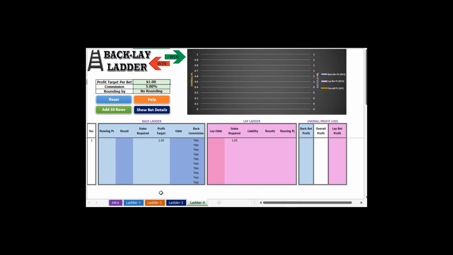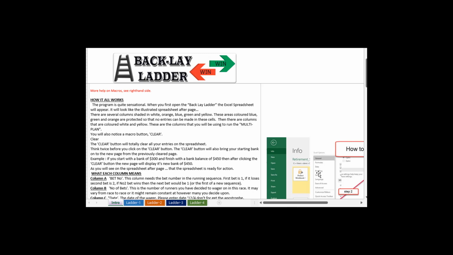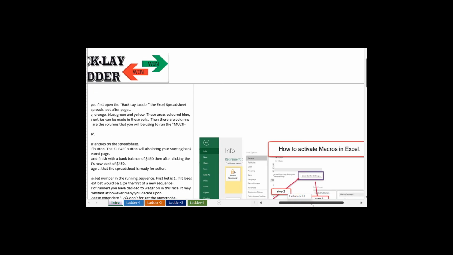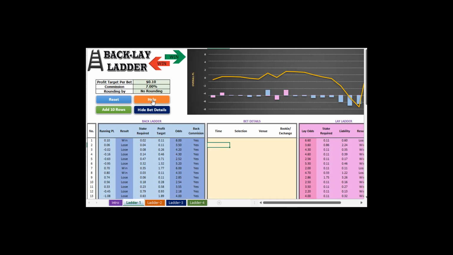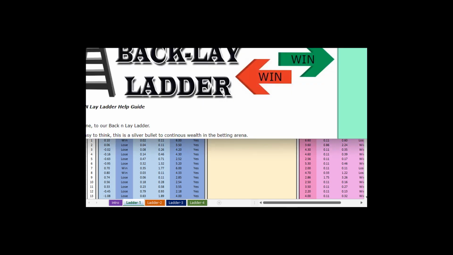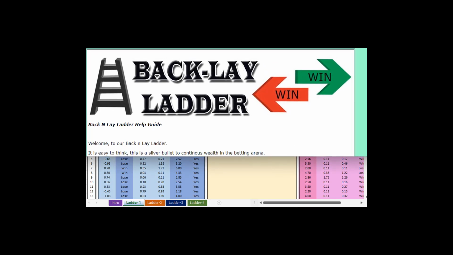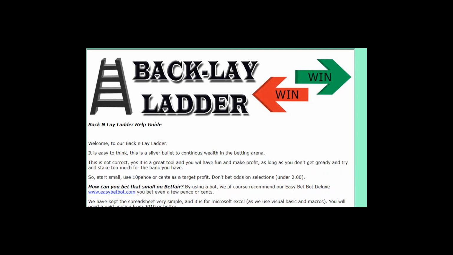Okay, so the intro, if you click on that, it will just tell you how to work it, if you have to activate macros, and this is a little bit in here will tell you about the back lay ladder. But if you go to the help button, if you click on the help button, it will take you to the help page, and it will have a tutorial video much the same as the one you've just seen here.